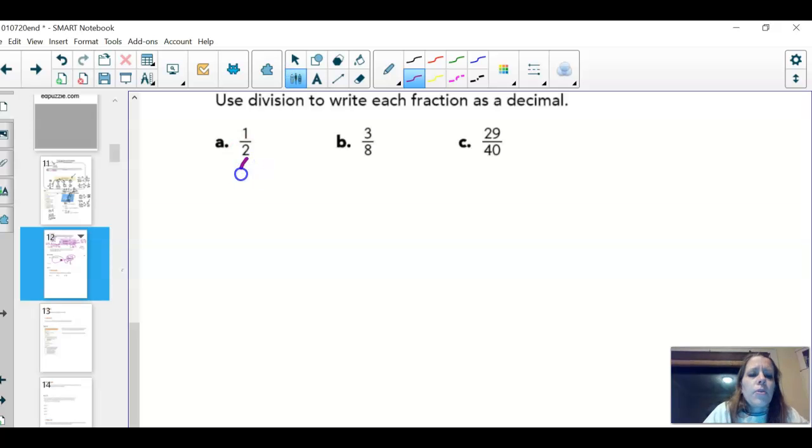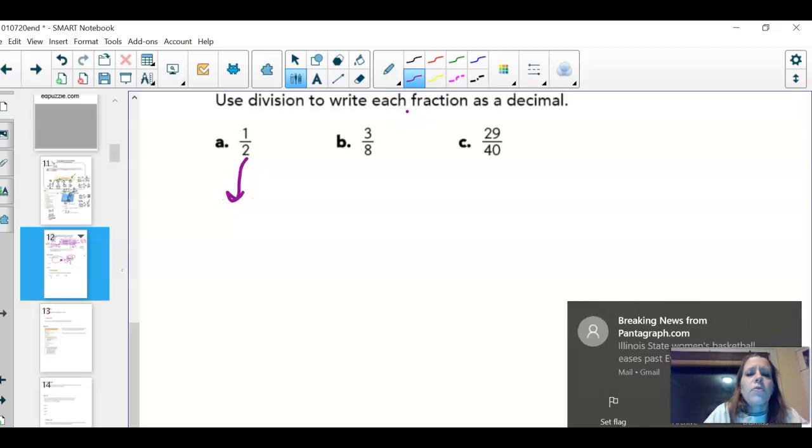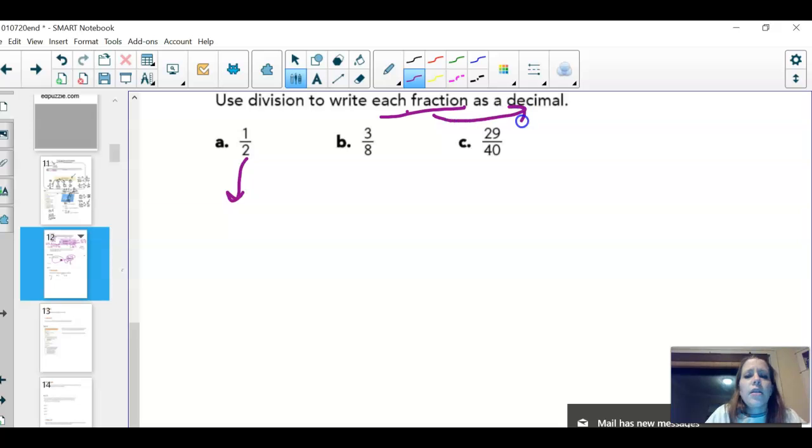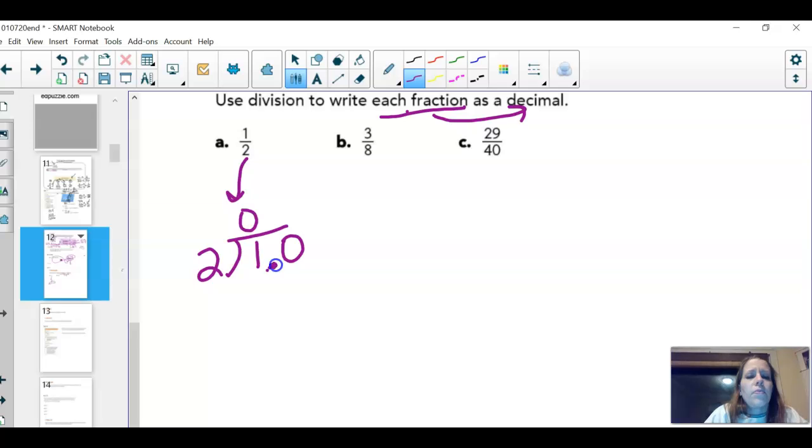Okay, so I'm going to start with this one. I'm changing each fraction to a decimal. So I put the 1, I draw my bridge, I put my 1 here and my 2 here. 2 times what will get me to 1? Well, that's going to be 0. So I'm going to put a decimal and a 0. 2 times what will get me to 10?